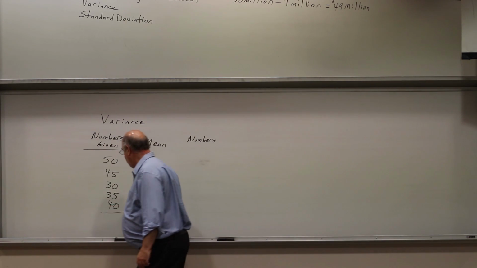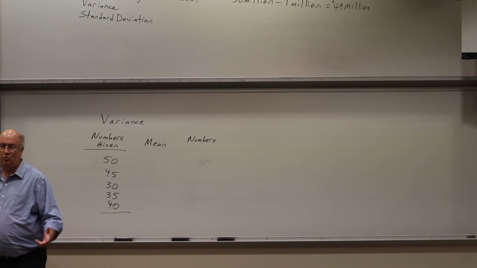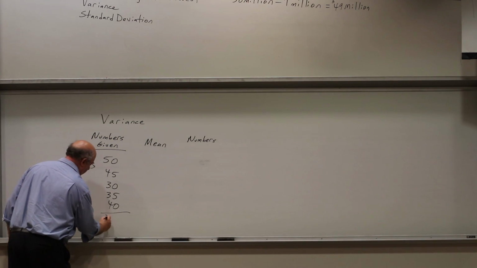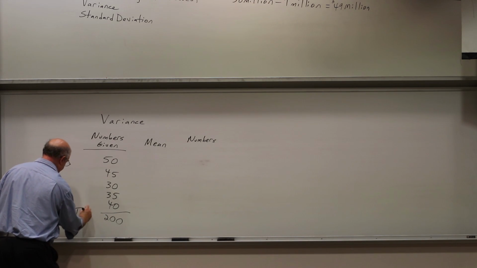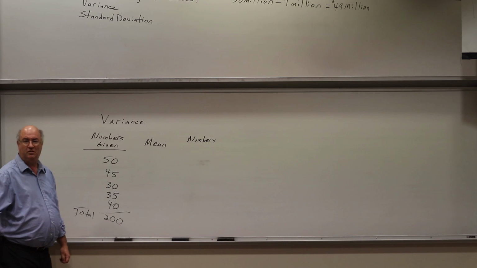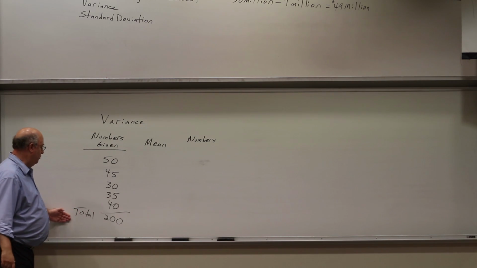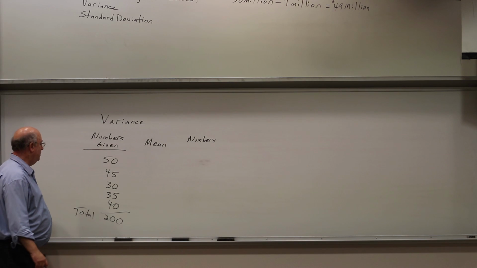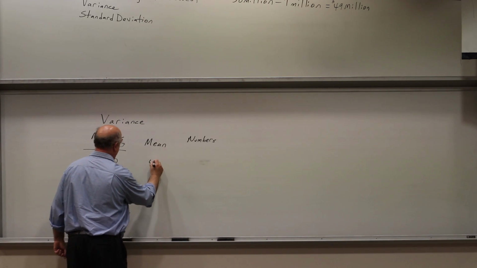Okay, we're handed a bunch of numbers, in this case goal scorers. Okay, we add up how many goals they score. When you add this up, the total is 200. We remember the mean from the other video, it's the same as an average. We take 200 goals scored, we divide by 5 hockey players, and the average is 40.